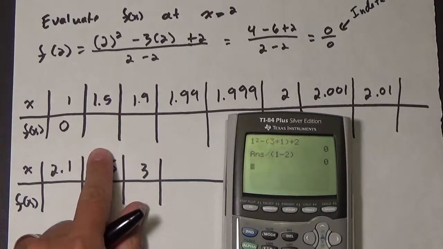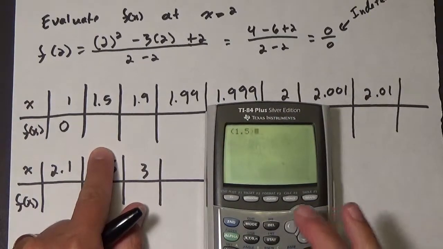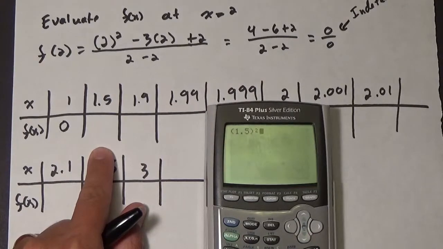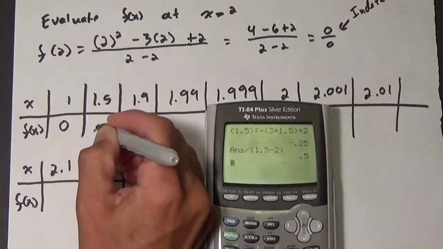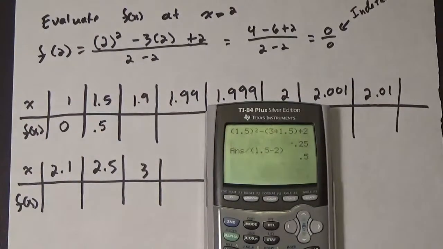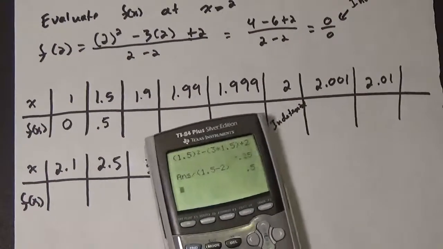Alright, let's try 1.5. So we have 1.5 squared, and then we're going to subtract 3 times 1.5, and then add 2 to negative 0.25, and then we're going to divide that by 1.5 minus 2. And we get 0.5. Okay, so we're going to have to start doing this for all these values and entering them into our calculator.